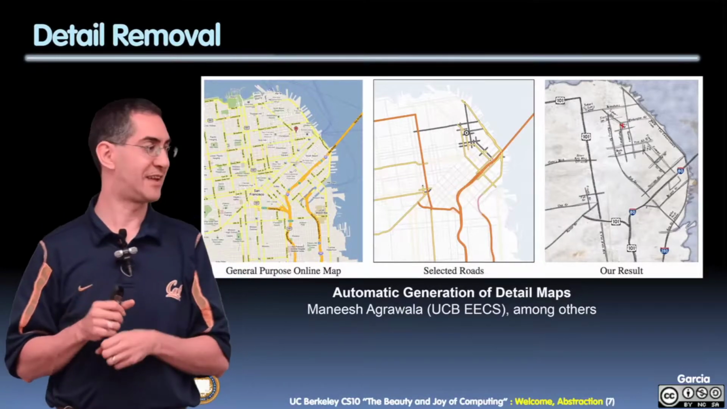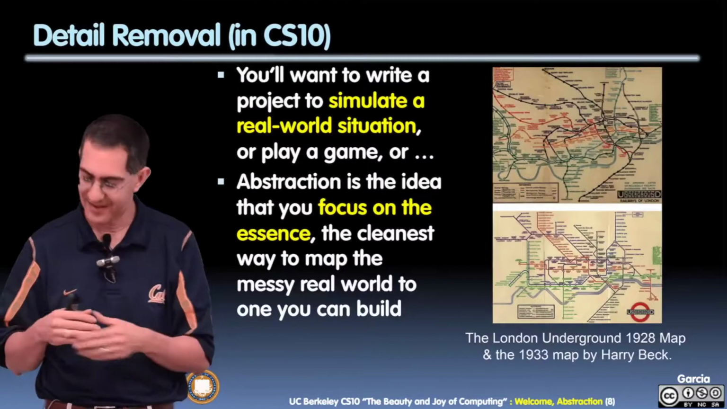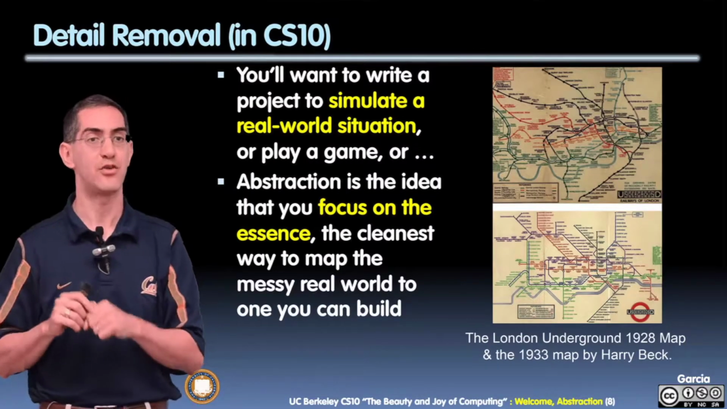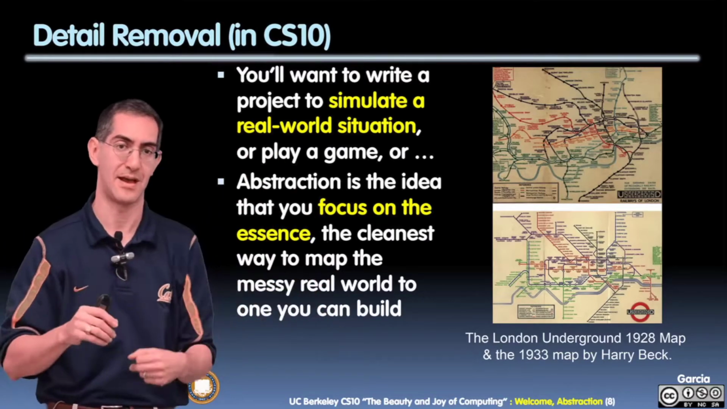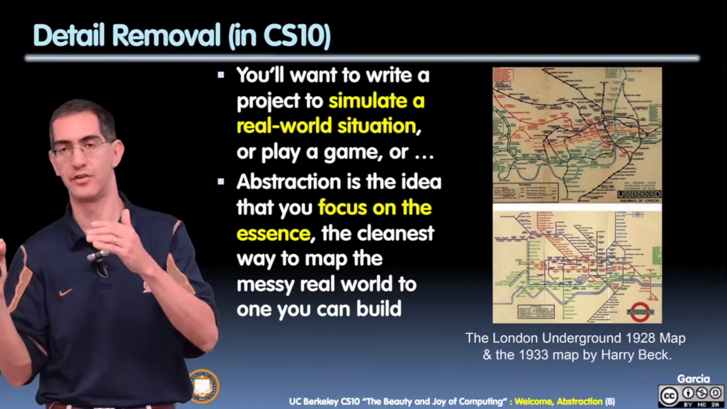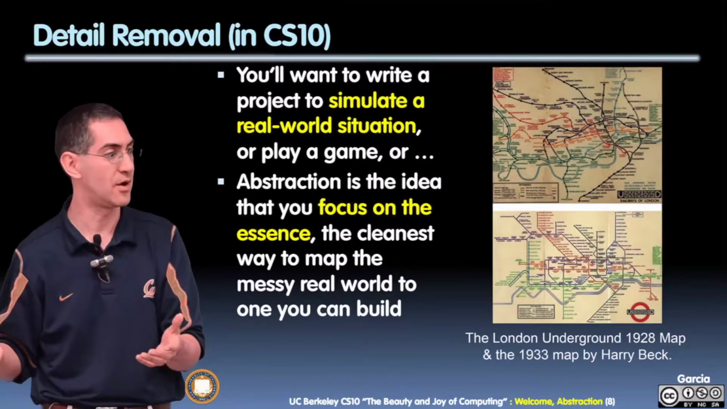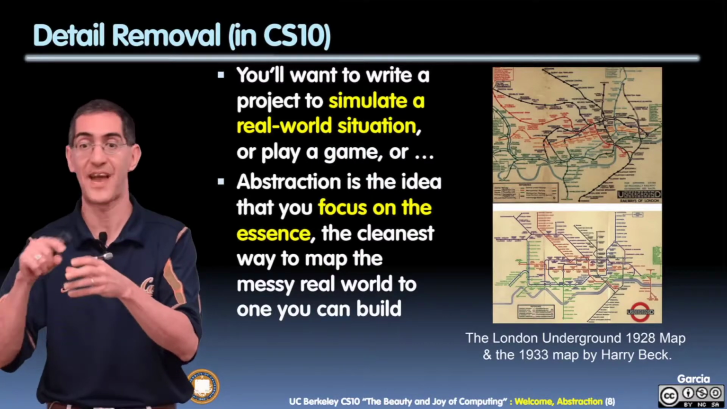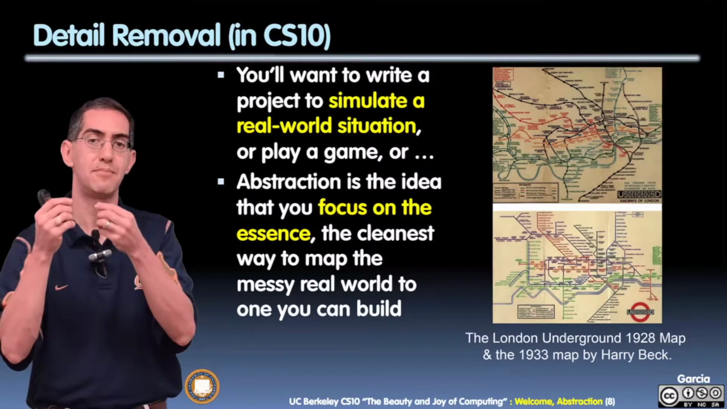Another one about detail removal, in CS10, is, let's say you're trying to write a simulation. And you're trying to do a simulation of traffic, say. And you say, okay, how does traffic happen? Traffic is caused by people in cars. So do I start by going into the computer and modeling what a car looks like? No. Do I start by asking each person what they had for breakfast that day? No. How would you generalize people?